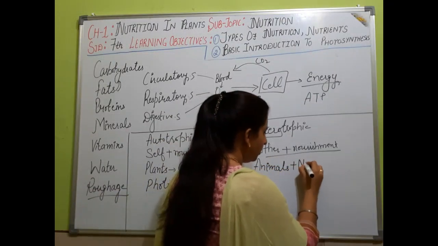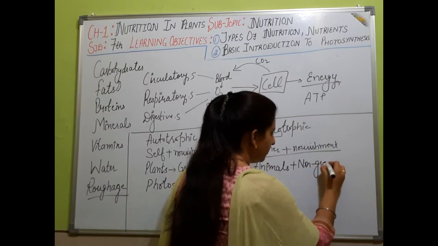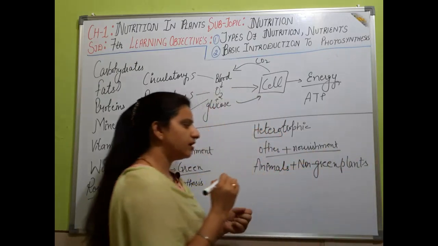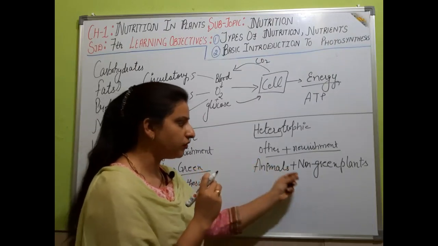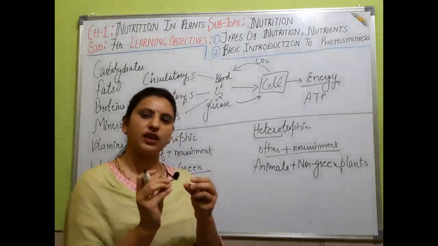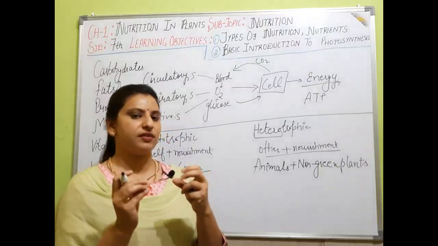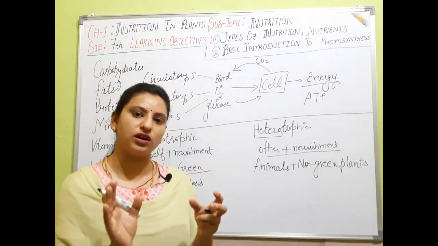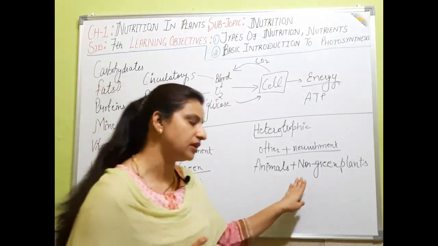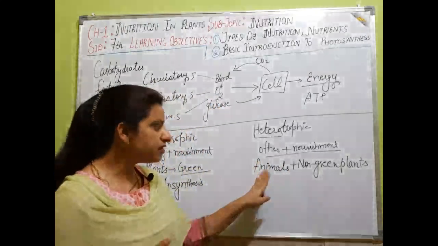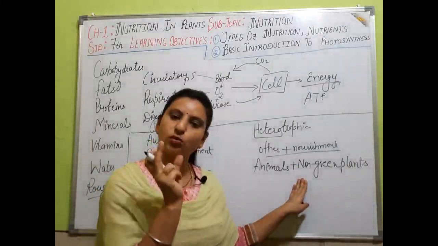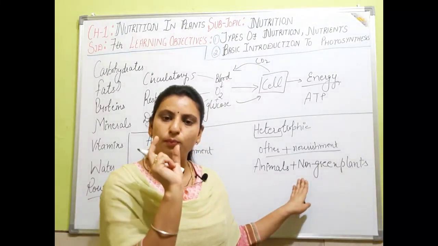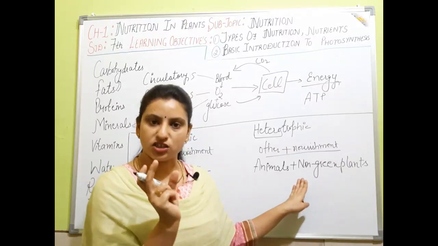plus non-green plants. If I exemplify these non-green plants, then one very common example, which we eat as a vegetable, is mushroom. Now it's very easy for you to understand what non-green plants means. So animals and non-green plants, because mushroom is pale yellow or whitish in color, not properly white but a little bit whitish.